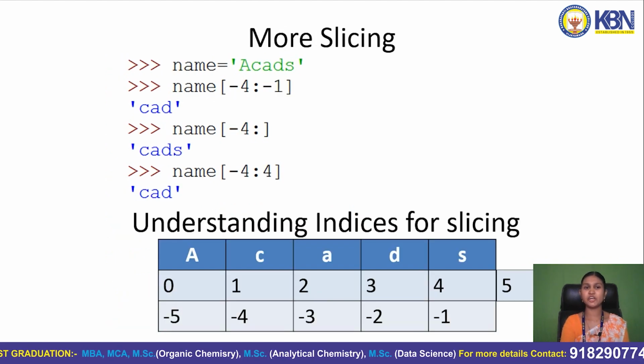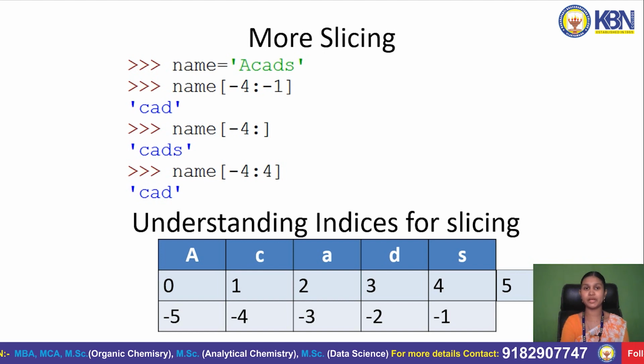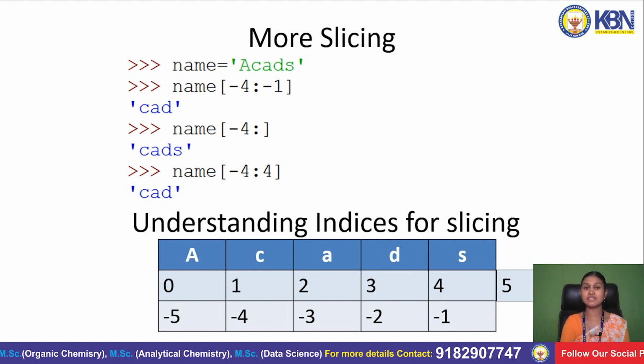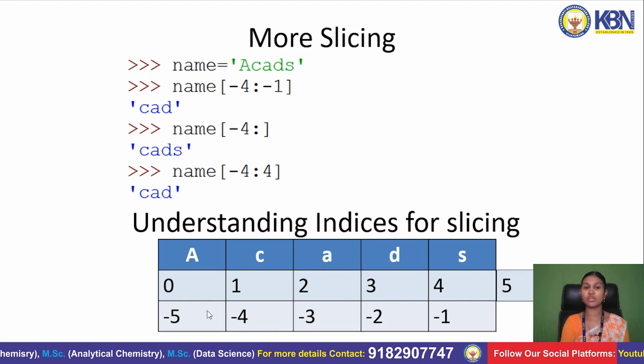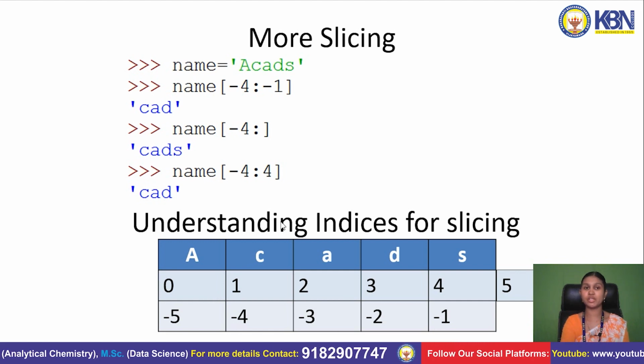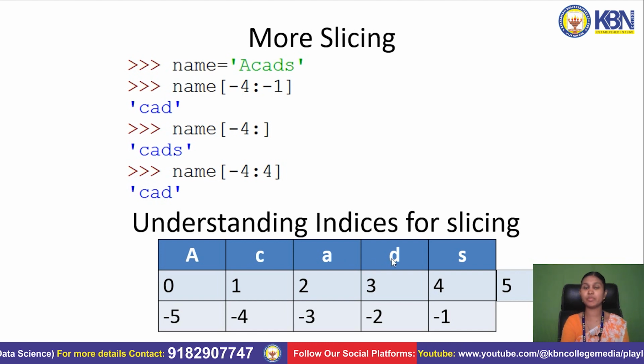Previously, in negative indexing, we used negative index values. Let's see once the tabular column. I have given -4 to -1 here. I am accessing the range -4 to -1. Here you can see CAD will be printed. Why is the S value not printed?